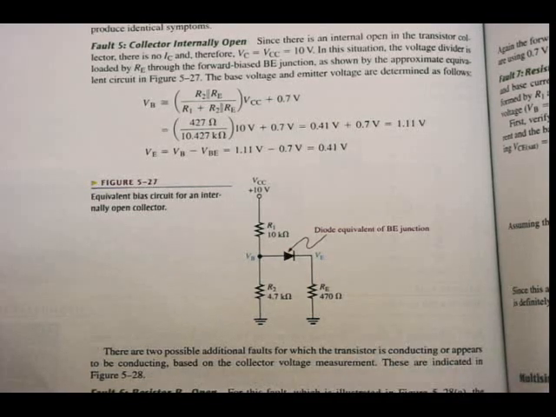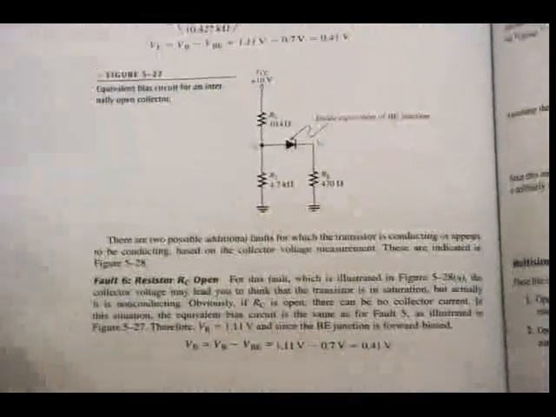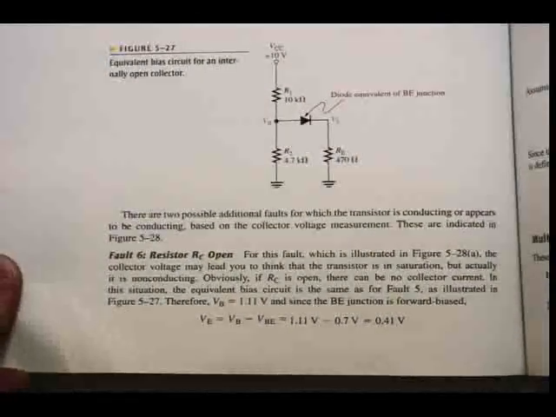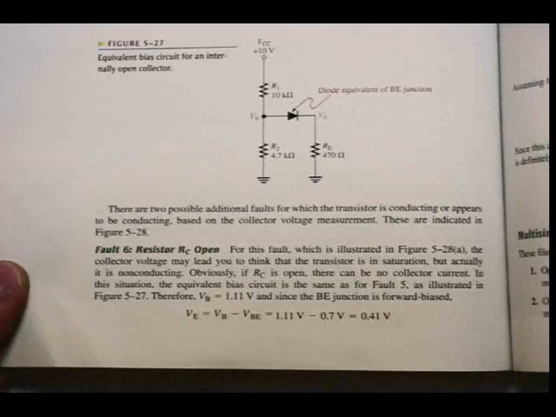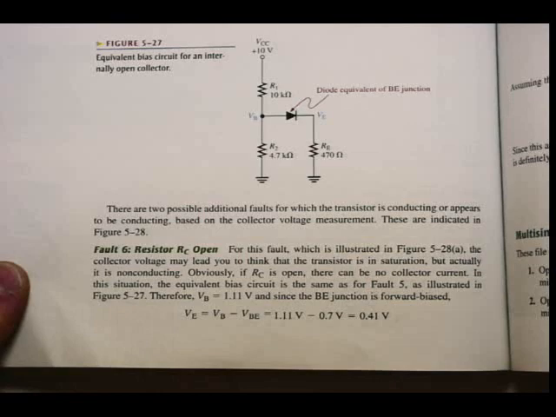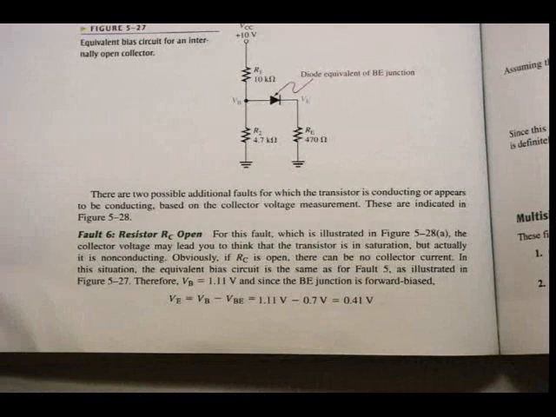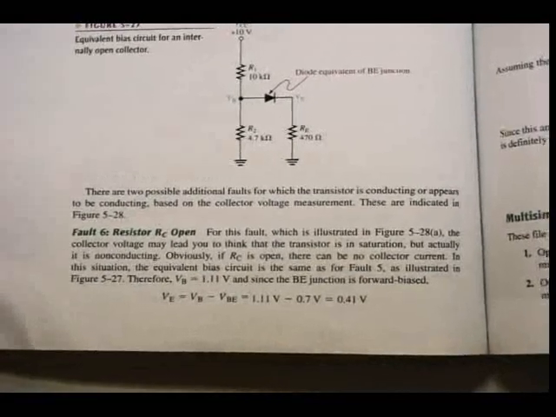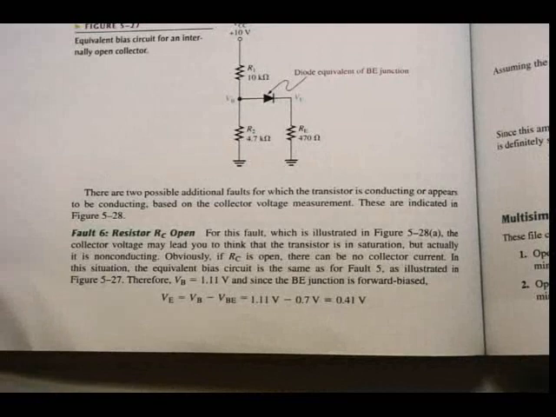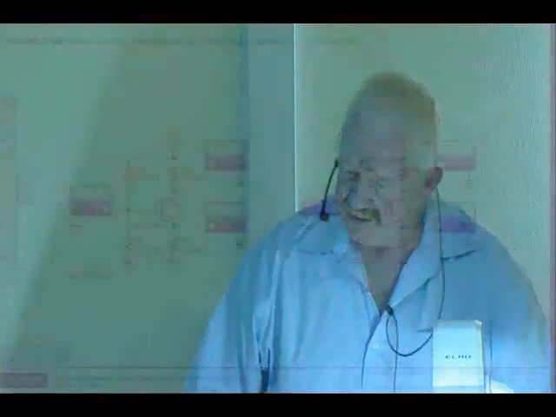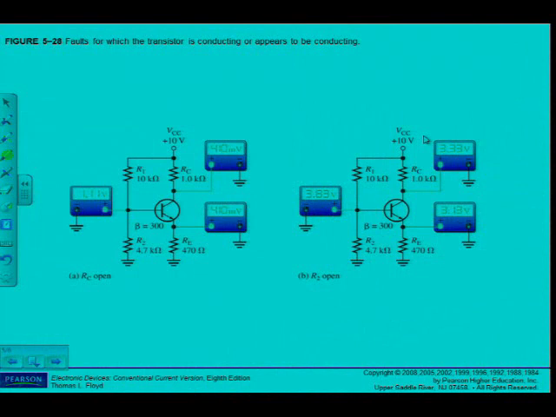There are 2 possible additional faults to which the transistor is conducting or appears to be conducting, based on the collector voltage measurement. The resistor RC is open. What's going to happen when the resistor RC is open? For this fault, which is illustrated in figure 528, if we go and look at figure 528, faults for which the transistor is conducting or appears to be conducting.